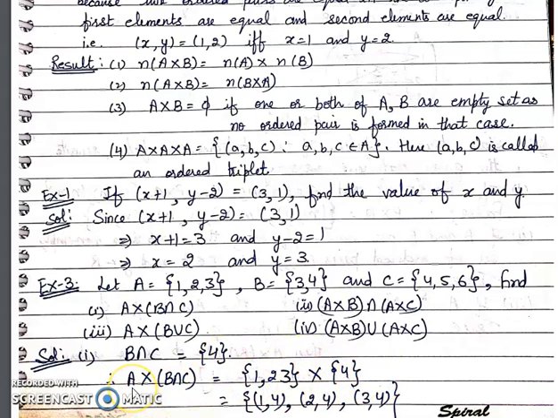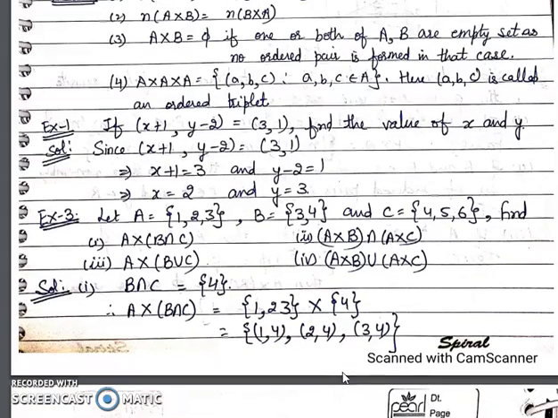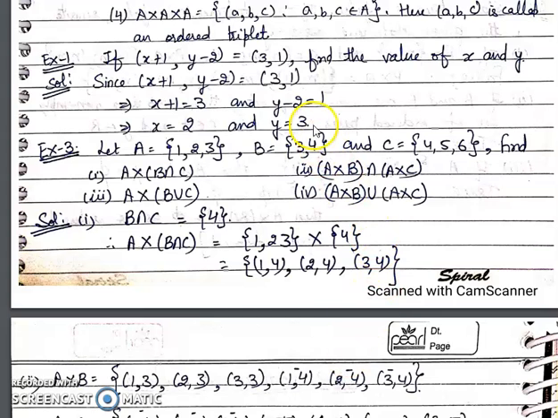So first element from A and second element from B intersection C. So we make the ordered pairs (1,4), (2,4), (3,4). Clear? Now come to the second part. Second part is (A cross B) intersection (A cross C).